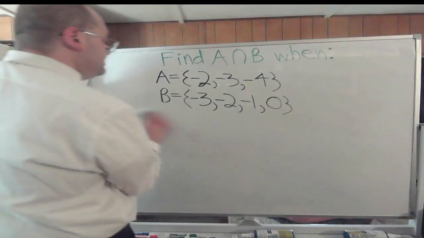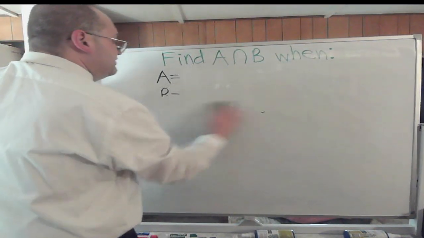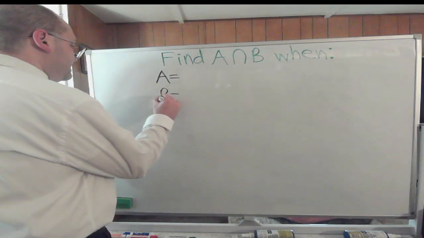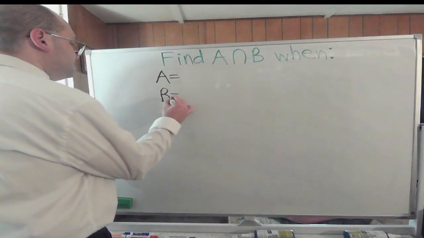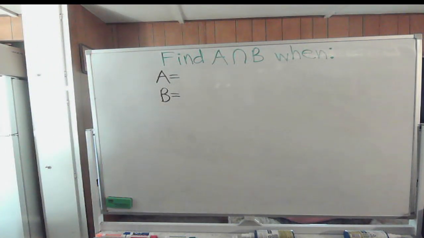So as you see, intersections aren't too bad either. It's just what elements do both sets have in common. Where union, you're just combining elements of both sets. That's all you're doing in one giant set. But intersection, it's what do both sets have in common.